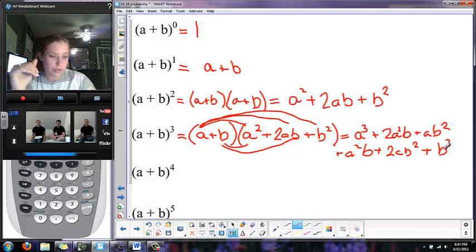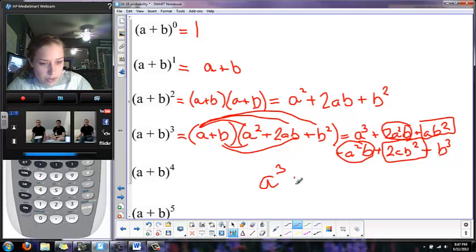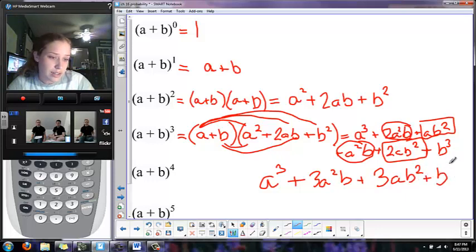Then we could simplify and combine like terms. We have 2ab squared right here and another ab squared right there. We have a squared b and 2a squared b. So this turns into a cubed plus 3a squared b plus 3ab squared plus b to the 3rd power. This is really time consuming. That was just a plus b raised to the 3rd power. If we have to do it to the 4th power, it's going to take even longer and get more complicated every time.